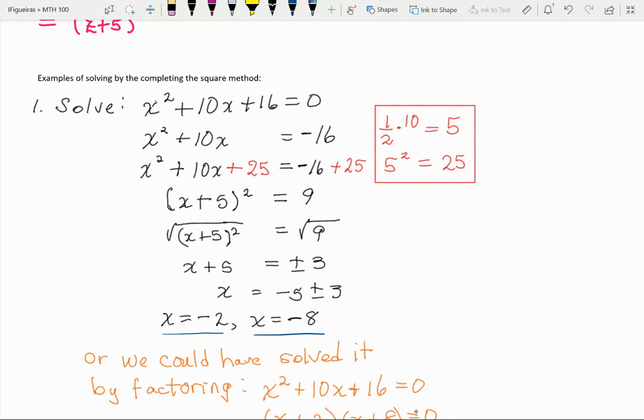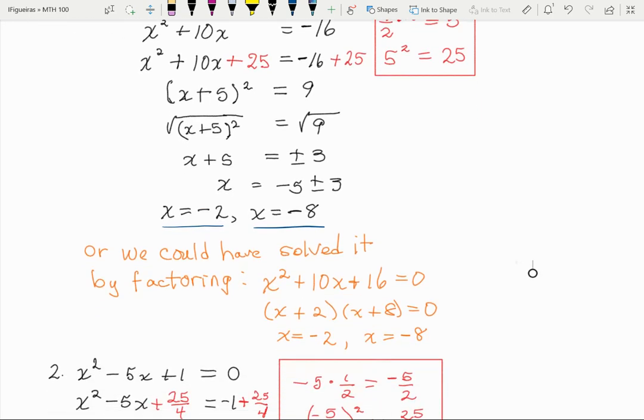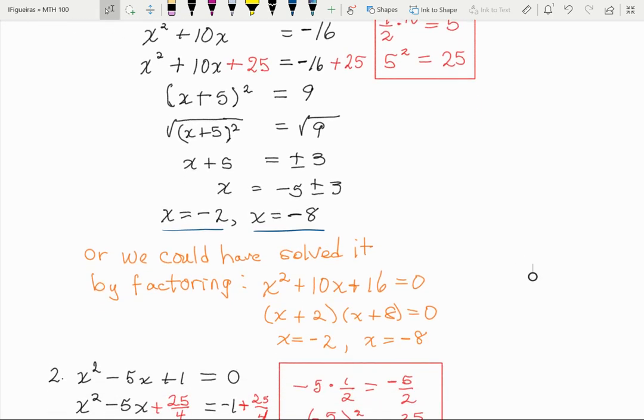Now, I chose this example because it's an easy one to illustrate the completing the square method, but this particular example could have easily been solved by factoring. So that's always an option as well.